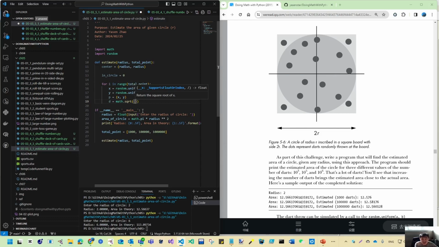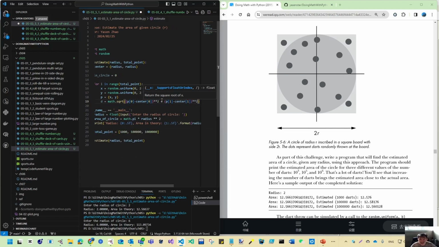So we should have a parenthesis, x minus... now x is not the... yeah, now for x we should use this p tuple. So we should use p0, the first element, minus the center. We define the center here. So center 0. Now we get this length, and we square it, plus p1 minus center 1, squared, then square root.